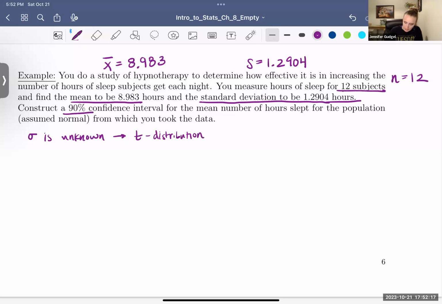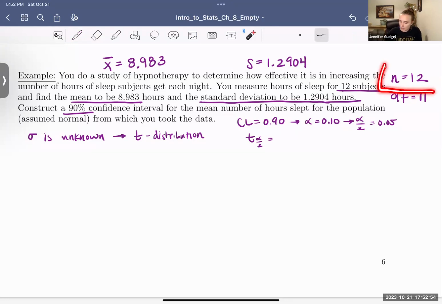All right, we are constructing a 90% confidence level. That means my alpha was 0.10. That means my alpha over 2 was 0.05. I'm going to show it with the online calculator, but you should practice that error bound again. I'll show you how we get the T-score just to remind us. Degrees of freedom would be 11 because it's one less than the sample size of 12.